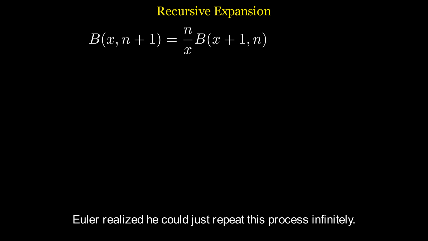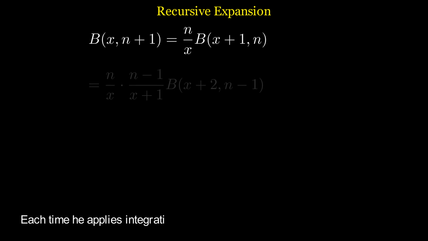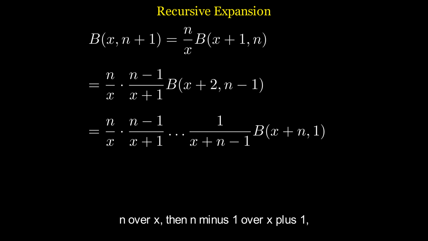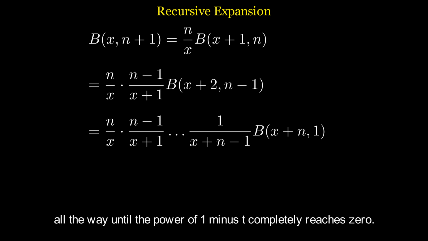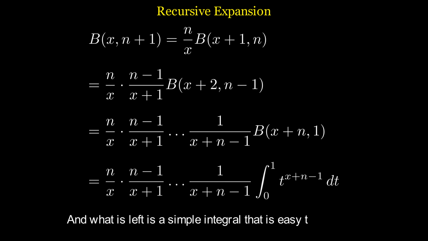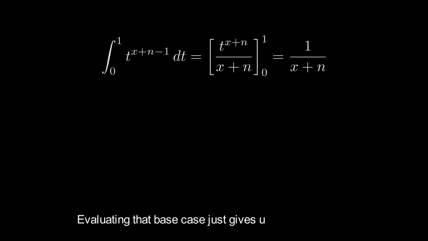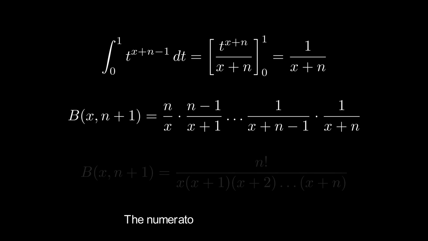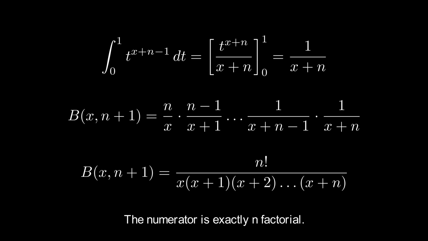Euler realized he could just repeat this process infinitely. Each time he applies integration by parts, it introduces another fractional factor, n over x, then n minus 1 over x plus 1, all the way until the power of 1 minus t completely reaches 0. And what is left is a simple integral that is easy to evaluate. Evaluating that base case just gives us 1 over x plus n. Combining all of Euler's fractions, we get a beautiful, pure algebraic formula. The numerator is exactly n factorial.